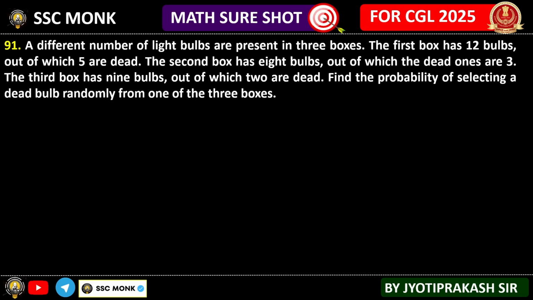Next. A different number of light bulbs are present in 3 boxes. The first box has 12 bulbs, out of which 5 are dead. The second box has 8 bulbs, out of which dead ones are 3. The third box has 9 bulbs, out of which 2 are dead. Find the probability of selecting a dead bulb randomly from one of the 3 boxes. Now again, total probability. So 1 by 3 will be multiplied in all cases. Then dead bulb, so 5 by 12, my bad. Plus second, out of 8, 3 are dead, 3 by 8. Plus out of 9, 2 are dead, 2 by 9. Now if you solve it, you'll get your answer.